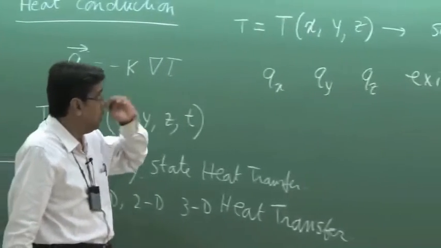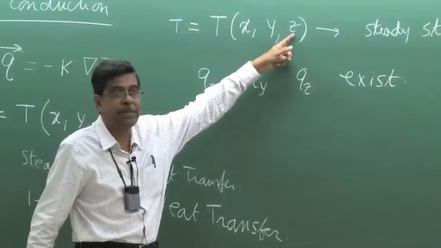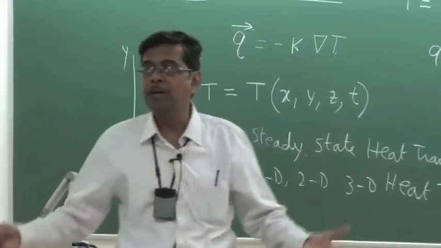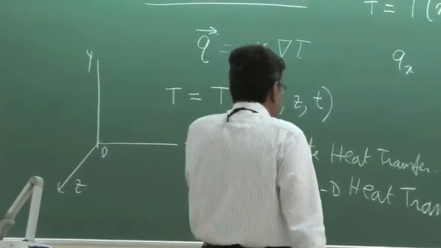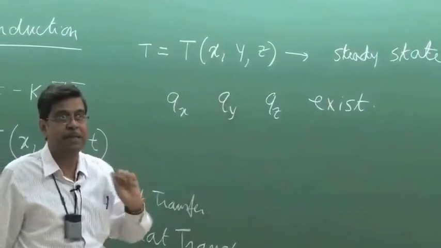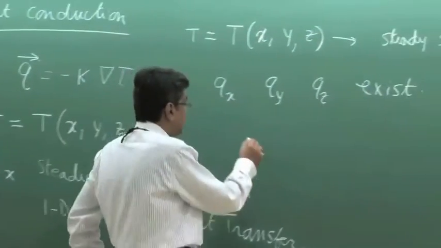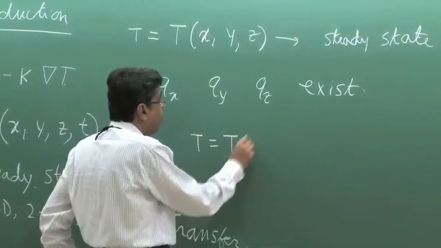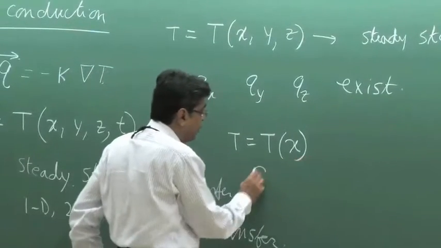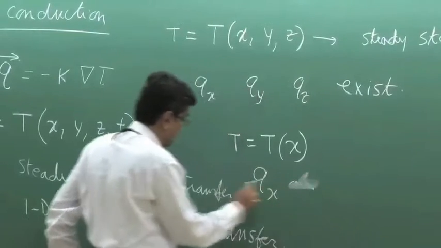Similarly, if the temperature becomes a function of only 2 coordinates, ceases to be a function of z, then it is 2-dimensional, or any 2 of x, y, z, depending upon the way you define your coordinate axis. And if the temperature is a function of only 1 space coordinate, that means temperature varies only in one direction, so heat flux exists in that direction only. That is 1-dimensional heat transfer. That means only Qx exists.